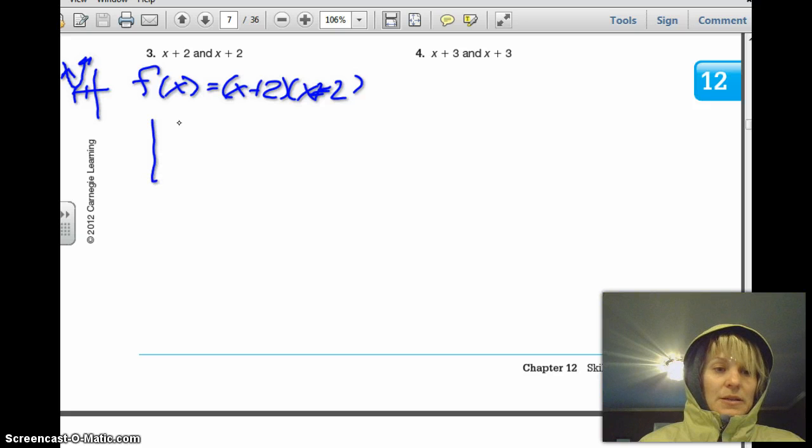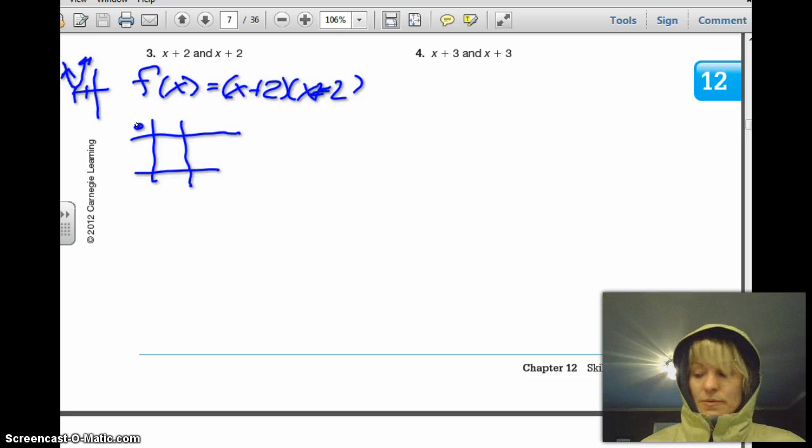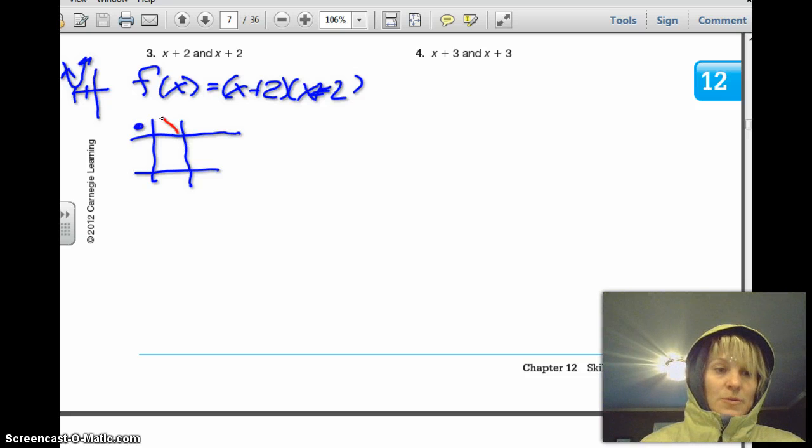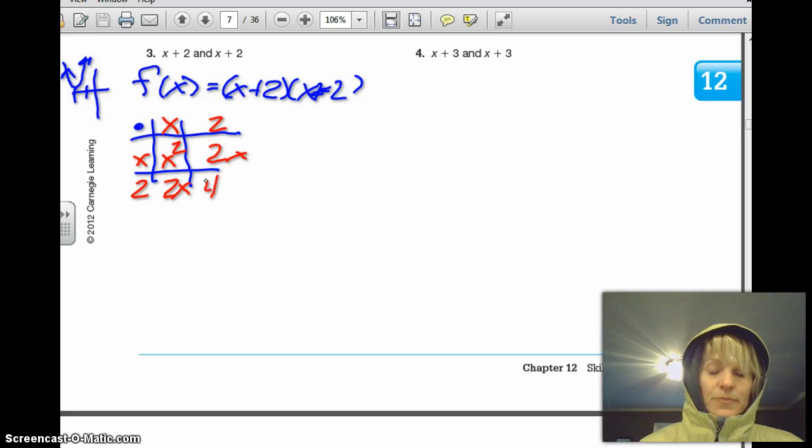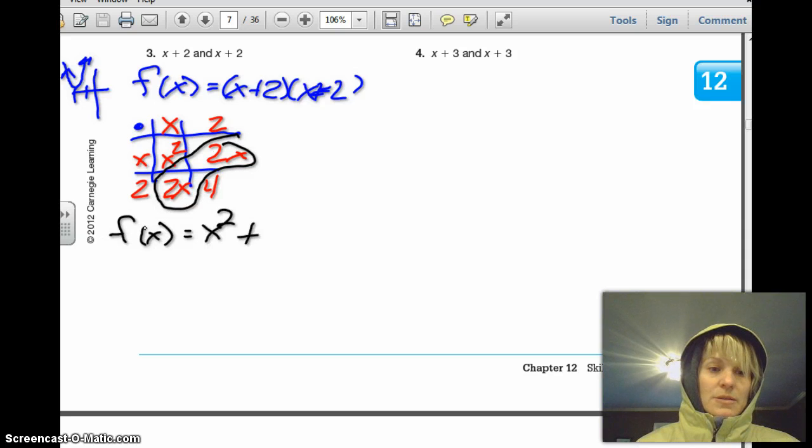Okay, so I can box it. Again, I'm going to do my tic-tac-toe board here. This one is the times symbol. Here we have x plus 2, x and positive 2, x and positive 2. This one, x times x, is x squared. This one, 2 times x, 2x. This one, 2 times x, 2x. And this one, 2 times 2, which is 4. These like terms will always line up right here. So my standard form is f of x equals x squared plus 2x, and 2x is 4x plus 4.